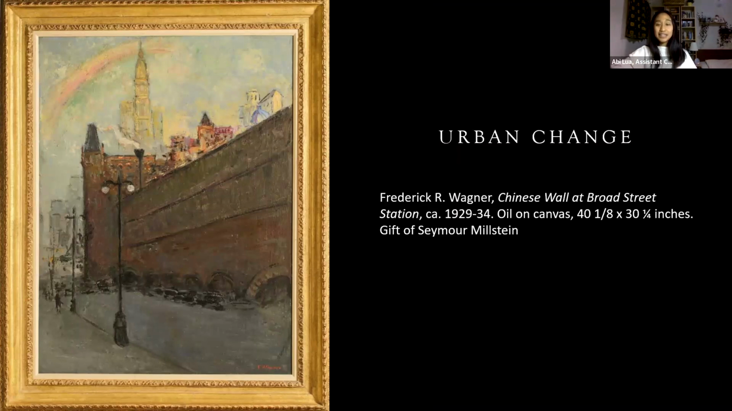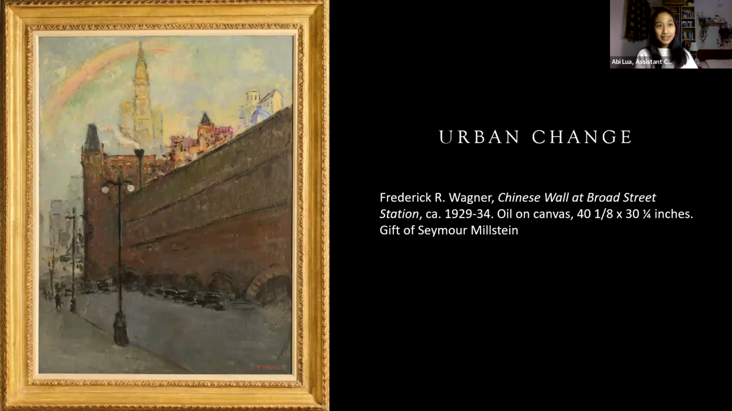And then here is the final painting of a train station, but I also wanted to use it as a transitional painting into our last section on urban change. And so this is a painting by Frederick Wagner. He was really interested in depicting modes of transportation in cities. And so he actually painted a lot of train stations and trains in general. And so this is a painting of the former Broad Street station.